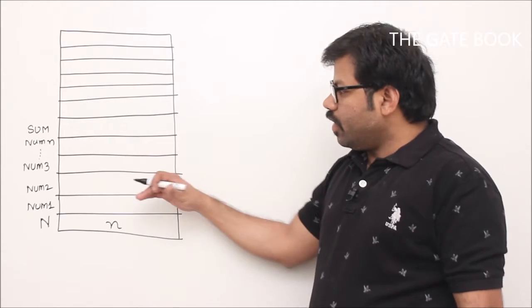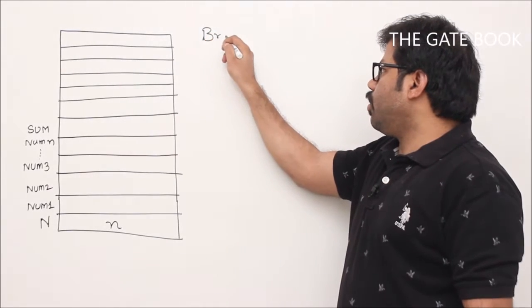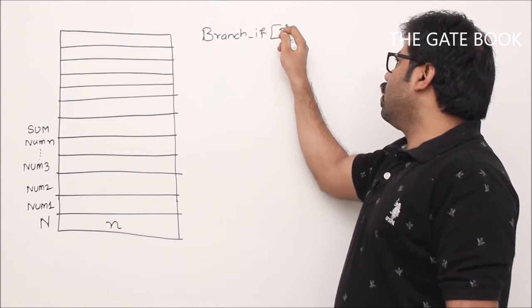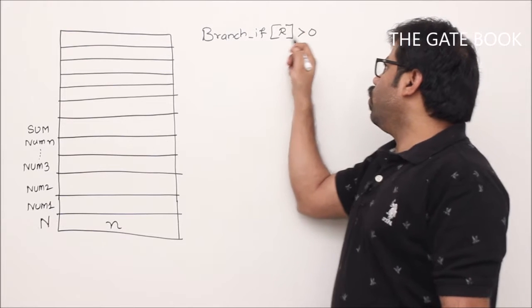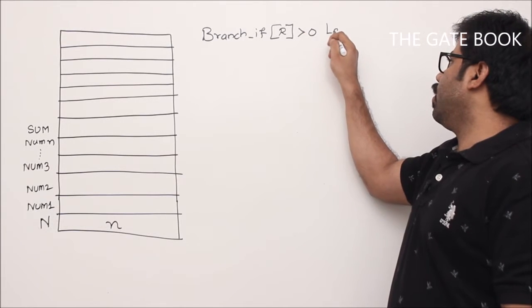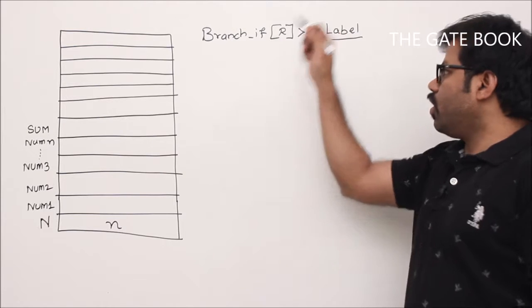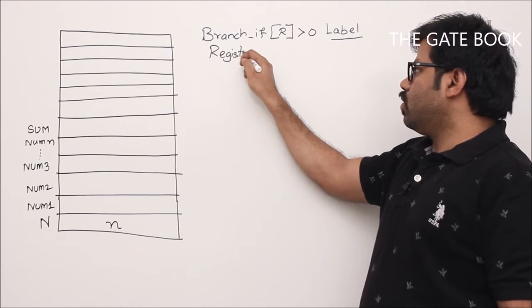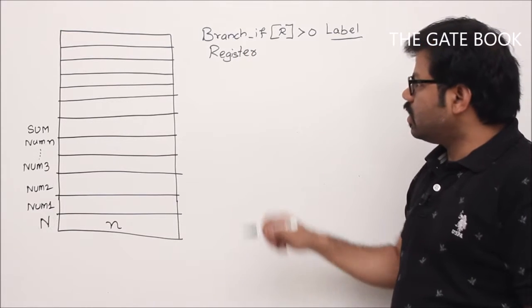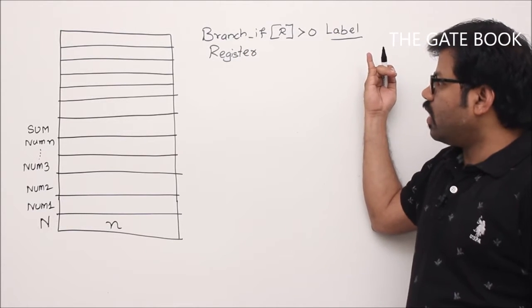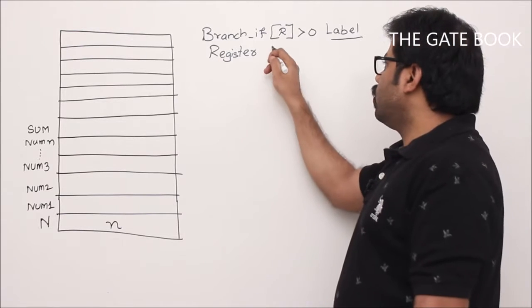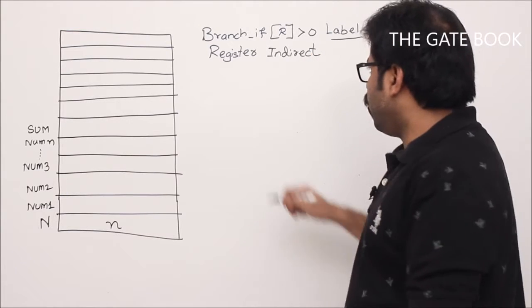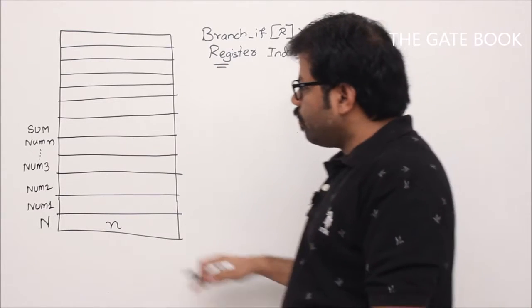Now what we do is we learn how to use this branch instruction. Did you remember? Branch if register R is greater than 0, then go to a memory address. The label is going to be one memory location. The second instruction is register indirect mode, where in the register we keep an address, and if you go to that address, we get the operand. So these two things I'm going to use to write a program.